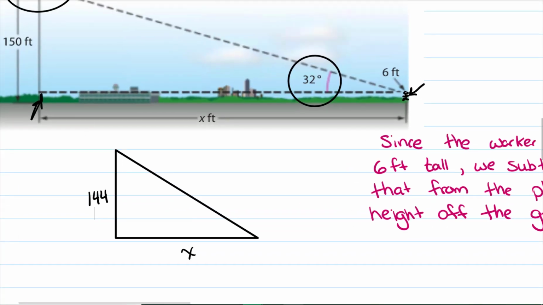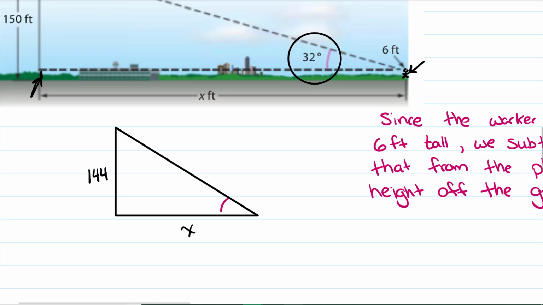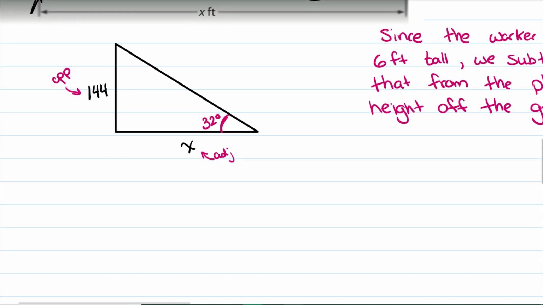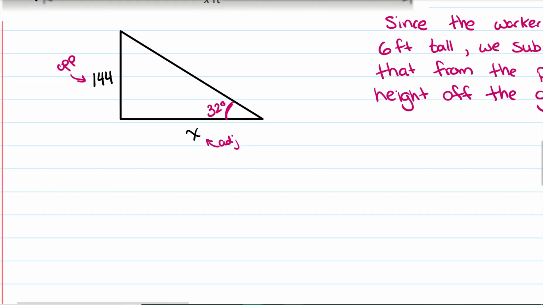So now we're almost pretty much done. We have our degree right here, which is 32 degrees. This is my opposite, and this is my adjacent. So I'm going to end up using tangent because of opposite and adjacent. So I get tangent of 32 degrees is equal to opposite 144 over adjacent x.